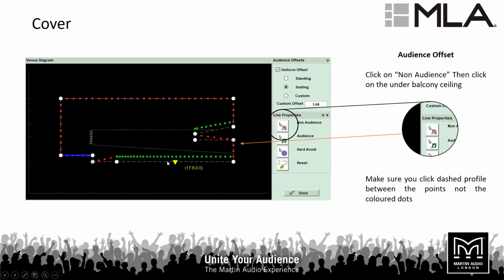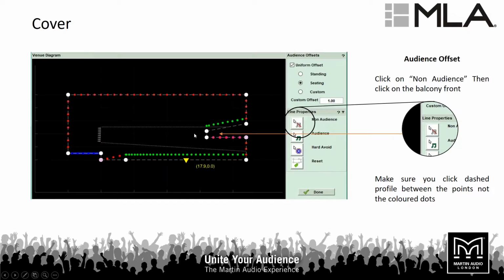And again, as you can see, we've clicked on non-audience again, and we've highlighted the under balcony area and clicked on it, and now this area is non-audience. And we're actually going to do that again with the front of the balcony. So now we've got seated members of the audience, and then no coverage, and then seated again underneath.